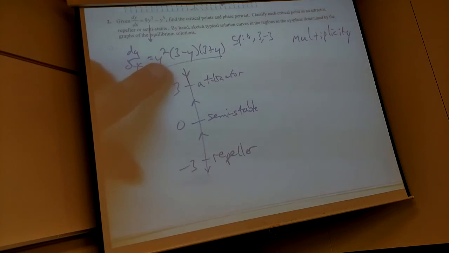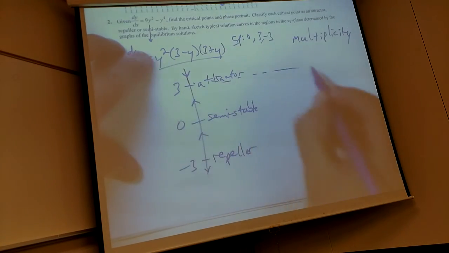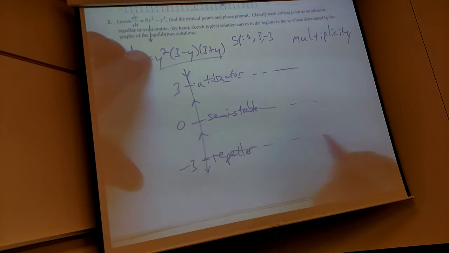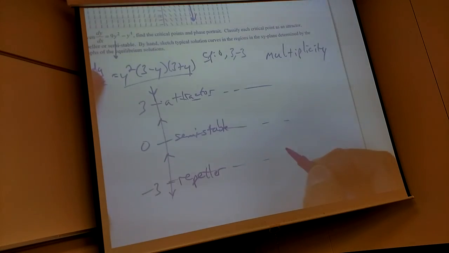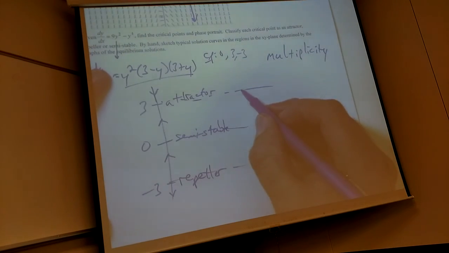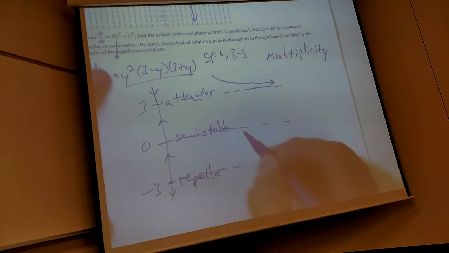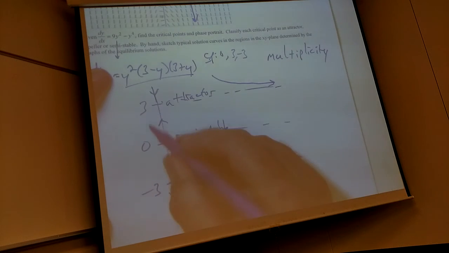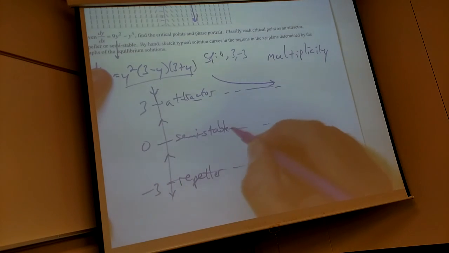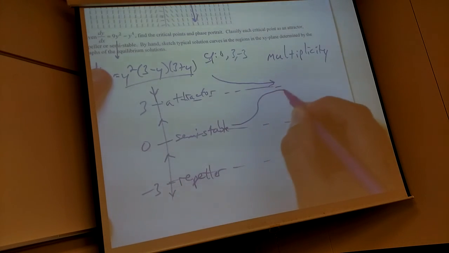So what's it going to look like up here? Let me put it over here. Get a little bit easier. What's it going to look like up here? It's got to be going down, and it's got to approach this asymptote here, right? So it's got to be like this. In here, it's got to be going up. So it's got to look like this.